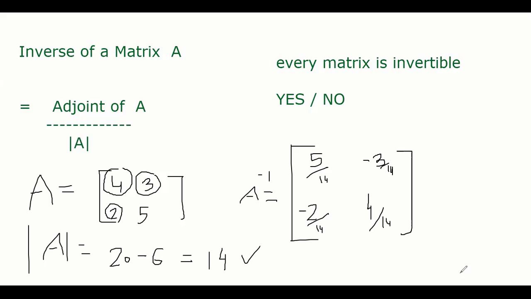That is known as the inverse of the matrix. Inverse of a matrix is very easy. You have to just find the determinant and then the adjoint. Clear? It means every matrix is not invertible.